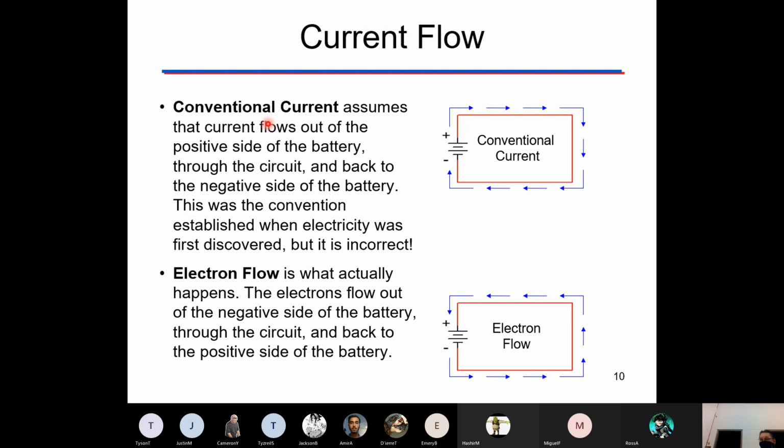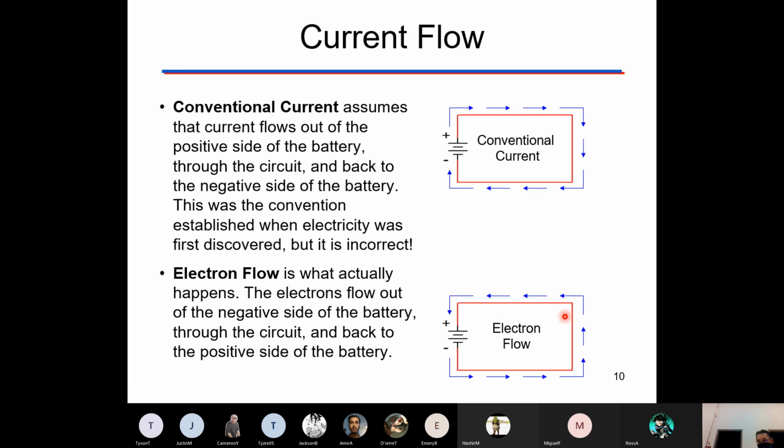So this is what they thought was happening when they discovered electricity initially, that the current was actually going from positive to negative. But in actuality, they figured out that electrons actually flow from negative to positive. They thought positive to negative versus negative to positive.